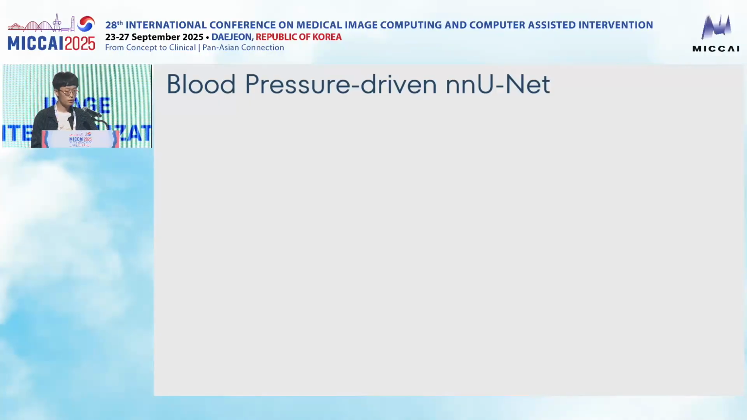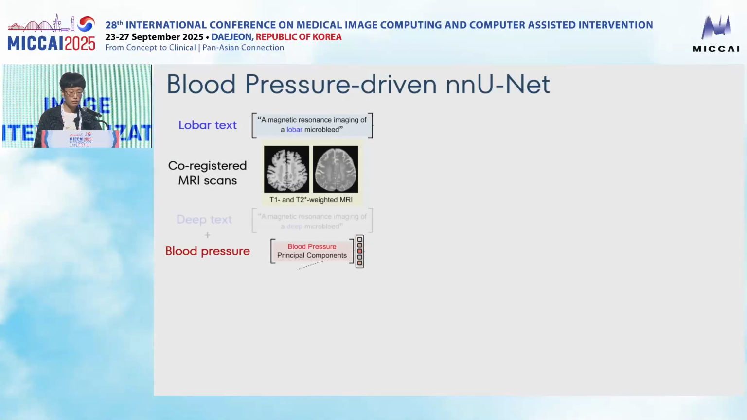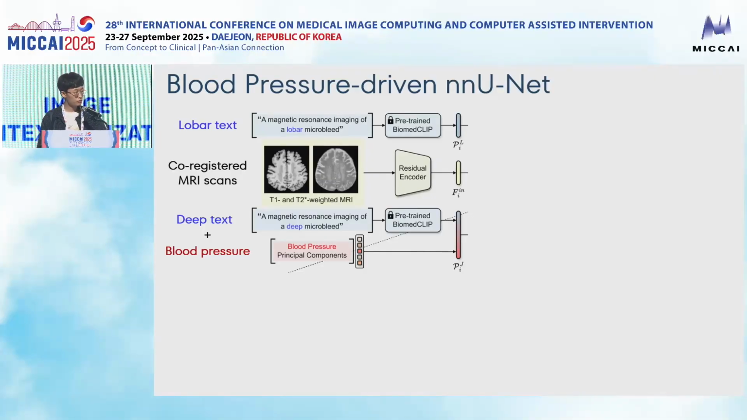We developed a blood pressure-driven nnU-Net framework for cerebral microbleed segmentation. Here, our model takes several inputs, including a T1 and T2 star MRI, and 5 principal components of blood pressure, lobar text, and deep text prompts. The images are processed using a residual encoder, and text embeddings are generated using a pre-trained BiomedCLIP model. To incorporate the blood pressure data, we simply concatenate them to the deep text embeddings.